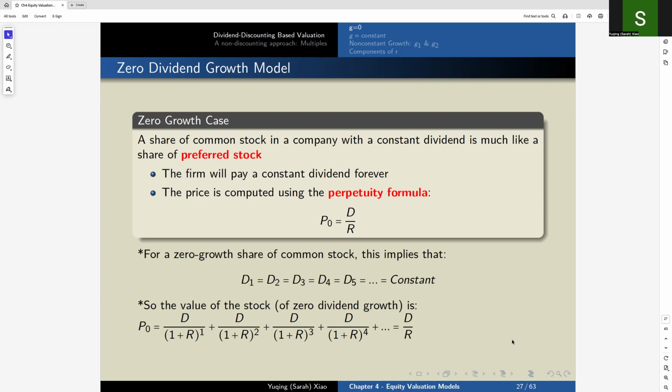If we think of the example that a firm promises to pay $2 every year and the required return for investors is 8%, the stock's value is like asking how much would you pay today to receive $2 forever if you discount at 8%. We know from perpetuity logic that you'd pay $2 divided by 0.08. The firm will pay a constant dividend forever, and the price is computed using the perpetuity formula.